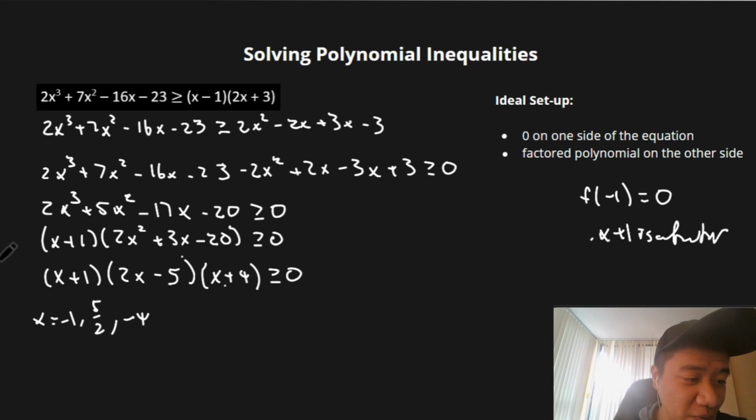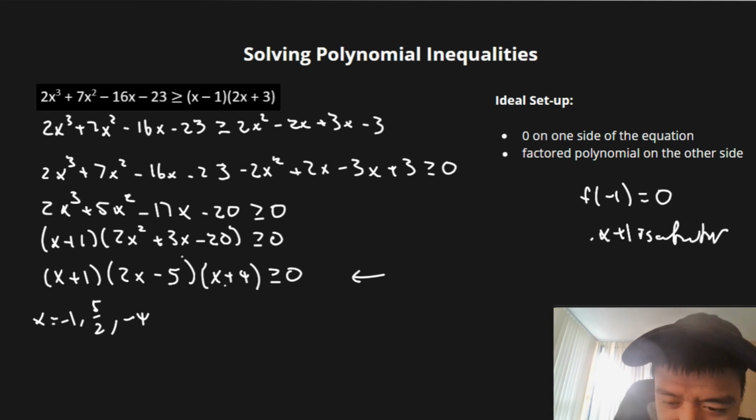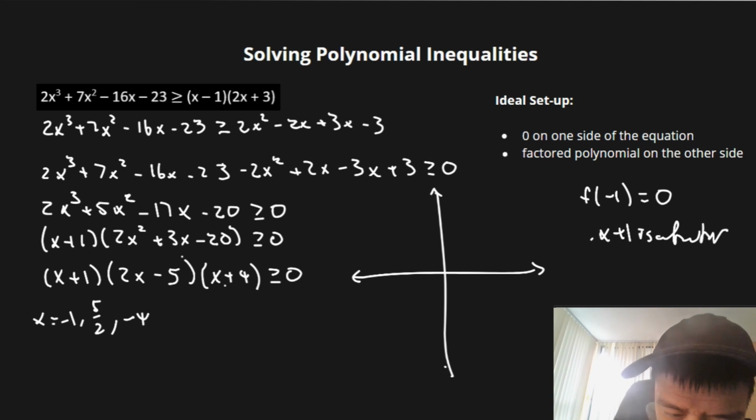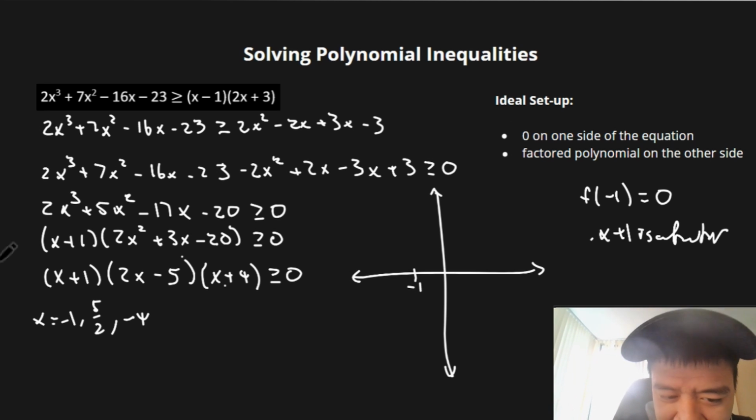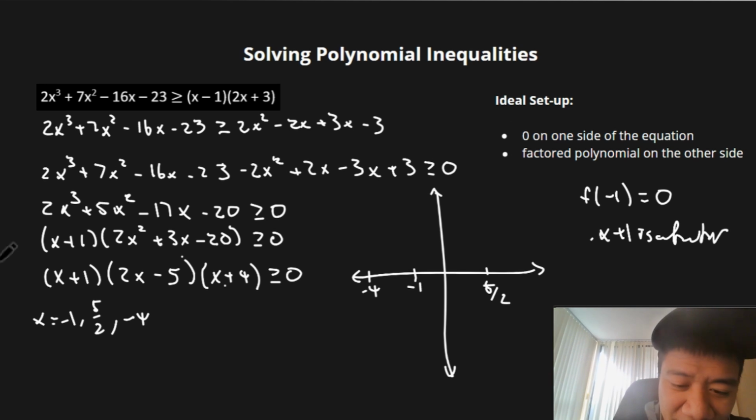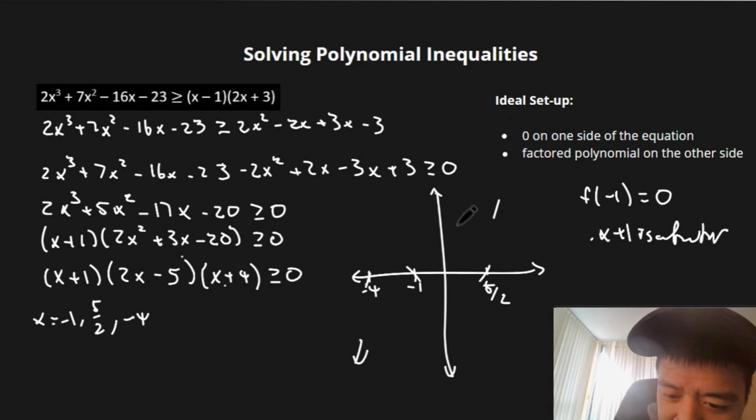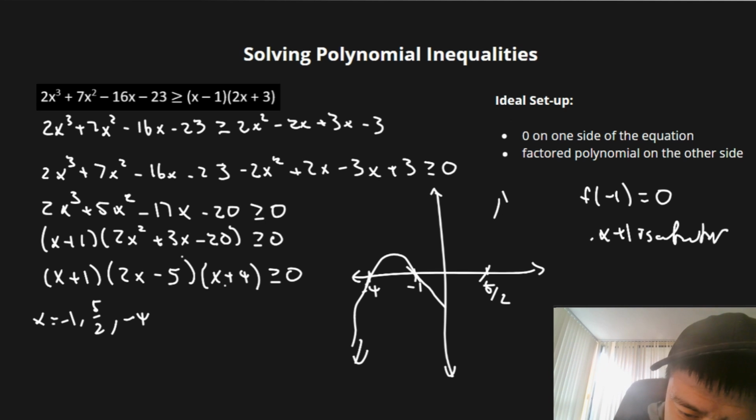So let's do both ways. I'm going to show you both ways for this. So let's do the graphing one first. Okay, so we have negative 1, negative 4, 5 over 2. Our polynomial is a cubic, and the leading coefficient is positive, so it's going to go from quadrant 3 to quadrant 1. And because all the orders are 1, it looks like this. You can draw it out like that.